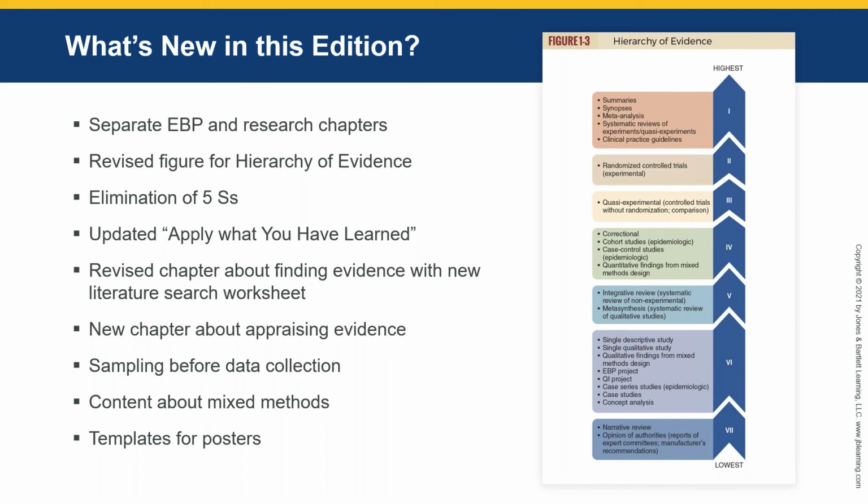We switched the order of the sampling and data collection chapters because we found that data collection needed to refer to some sampling principles, and so we just thought that switch would be good. In addition, we added content about mixed methods because that was a request of some of the users of our textbook. And in our Apply What You Have Learned, there is a mixed methods article included that can be used as an example in class. And then the templates for the posters are new this year.